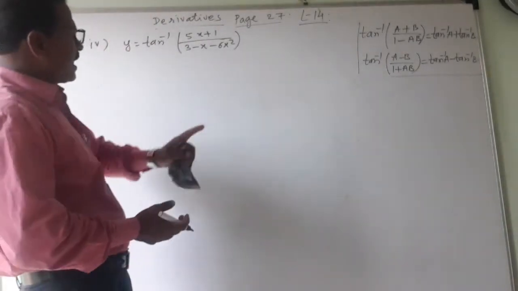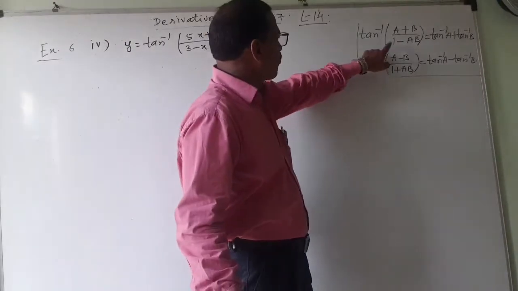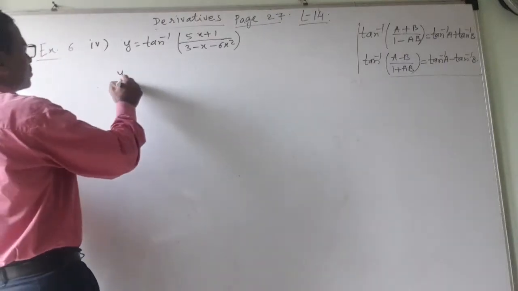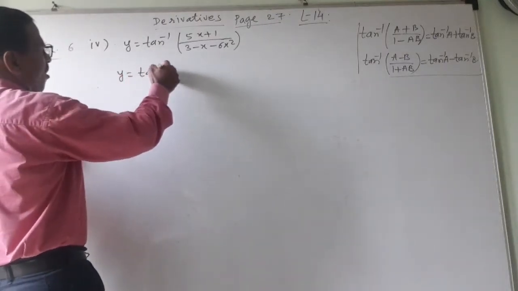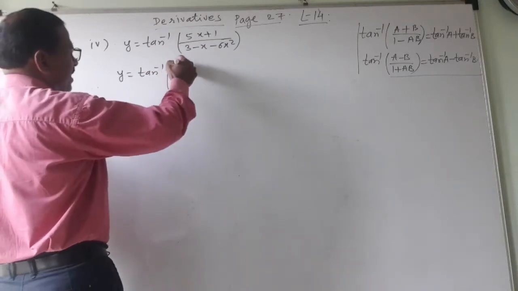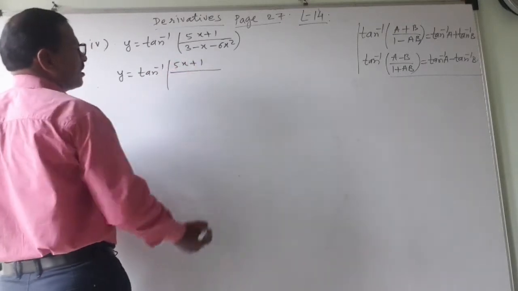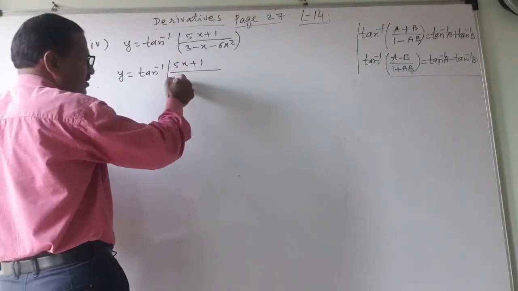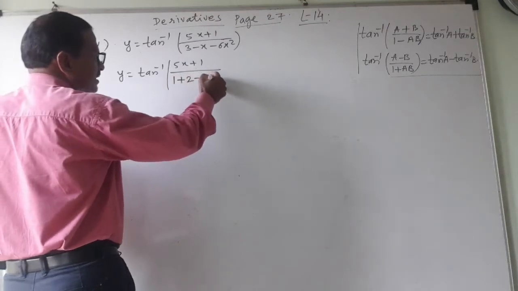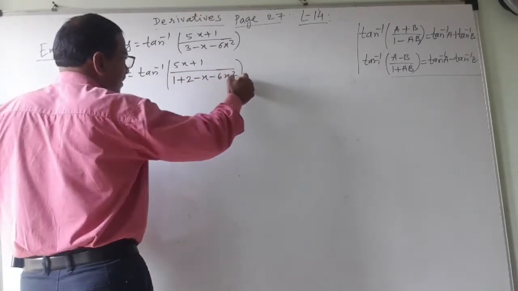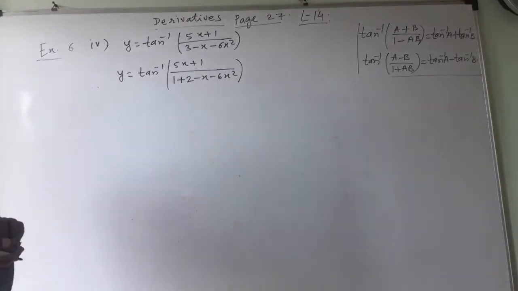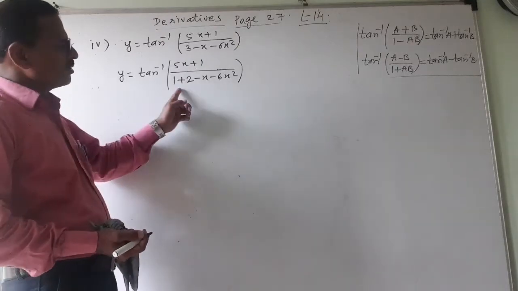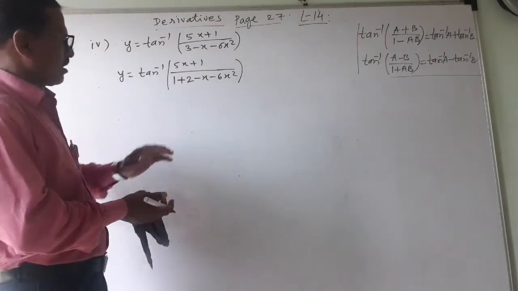In this, what I can observe first of all is I want 1 at this place. So this is 3, I can split it. So y is equal to tan inverse of 5x plus 1 upon, I want to bring here 1, so I will make it like this: 1 plus 2 minus x minus 6x square. Note this step. You can divide by 3 also, no problem, or this also, no problem. This is better.